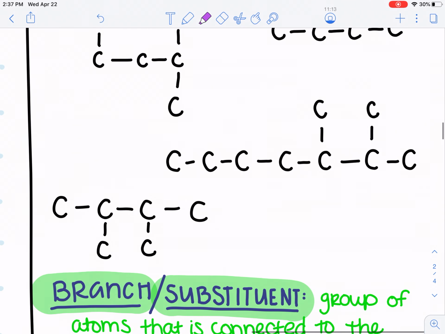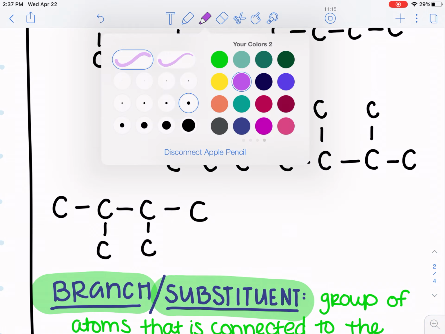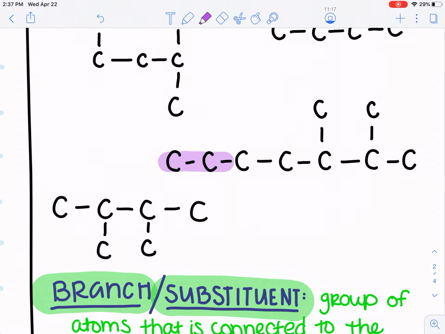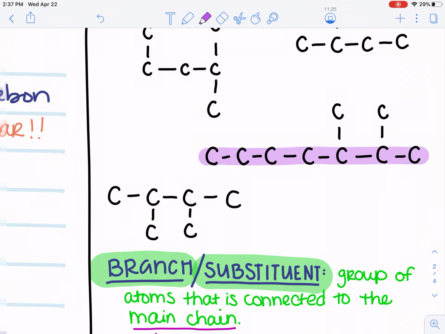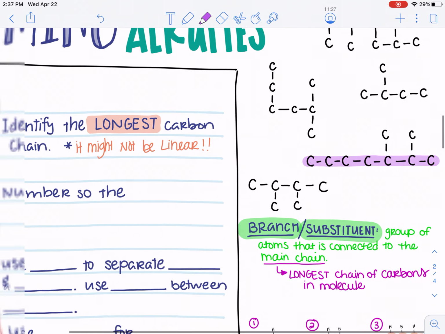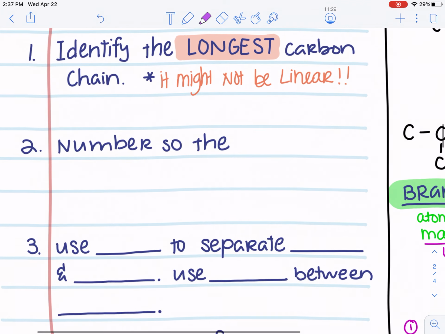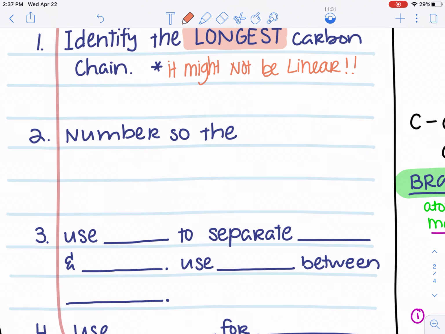Okay, for this right here, there's our longest chain. We have 1, 2, 3, 4, 5, 6, 7 carbons long. That is the longest chain of carbons. So I've identified my longest chain. Now I'm going to number that carbon chain so that the branches have the lowest numbers.